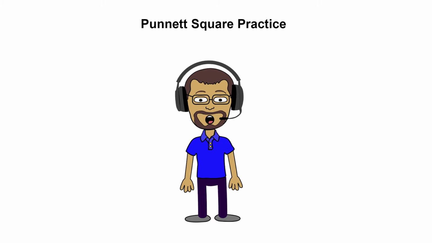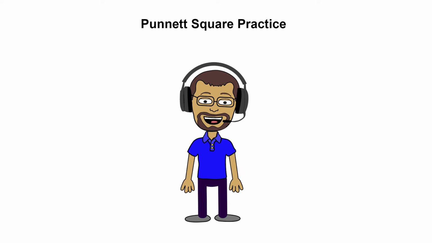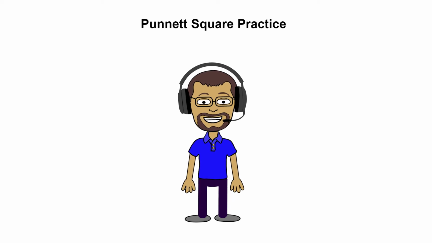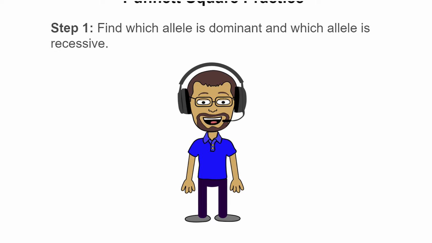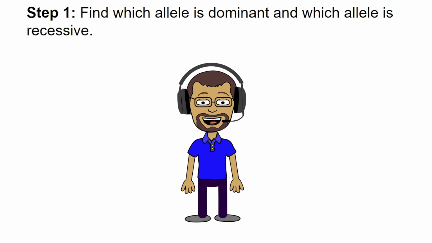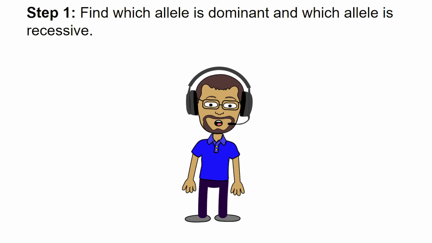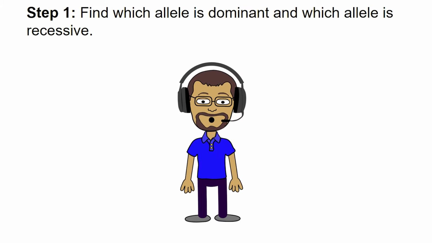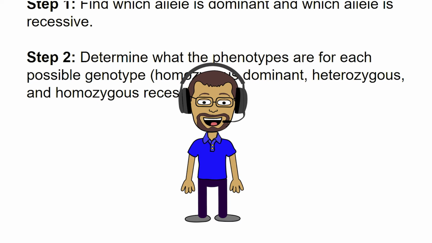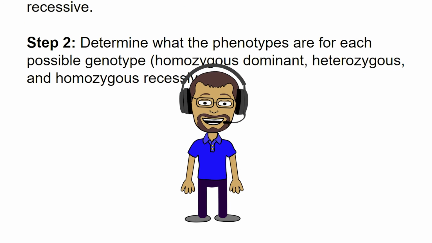I'm going to show you how to solve Punnett squares using a 5-step process. Let's go through each step. Step 1, you're going to find which allele is dominant and which allele is recessive. This is going to make more sense in a moment. Step 2, determine what the phenotypes are for each possible genotype.